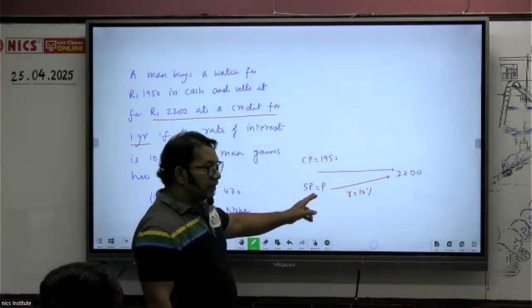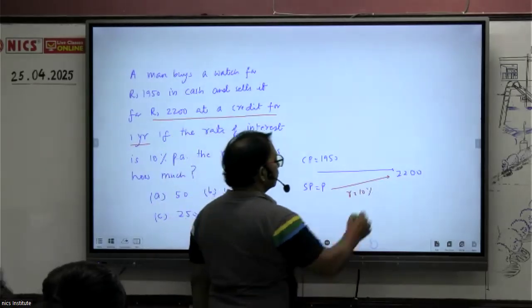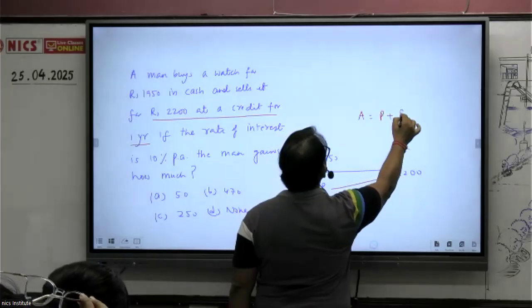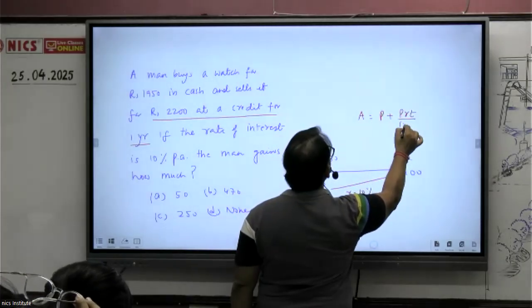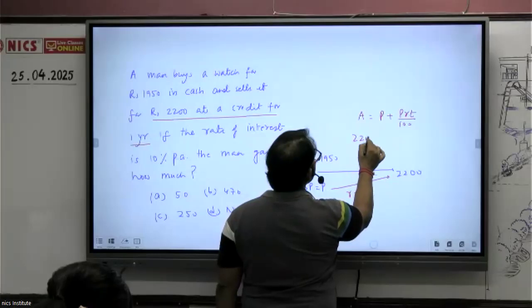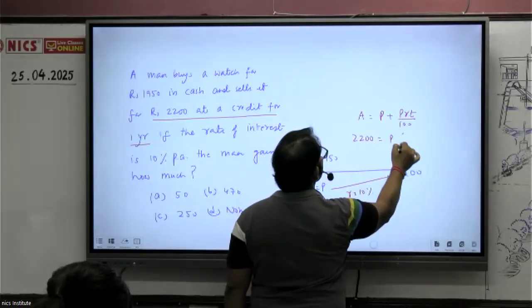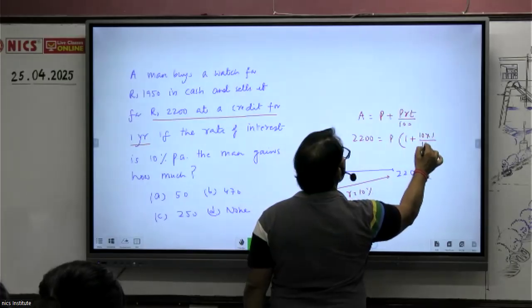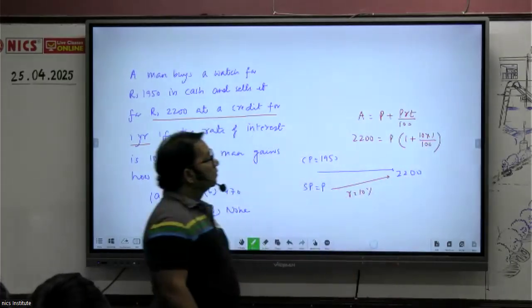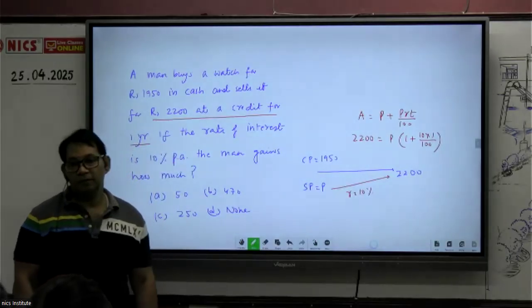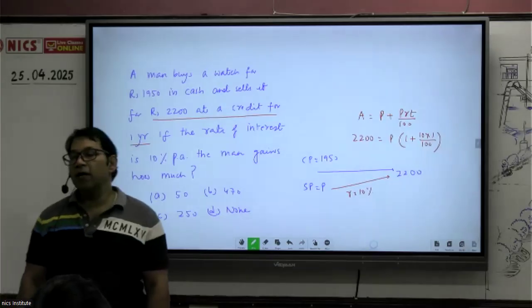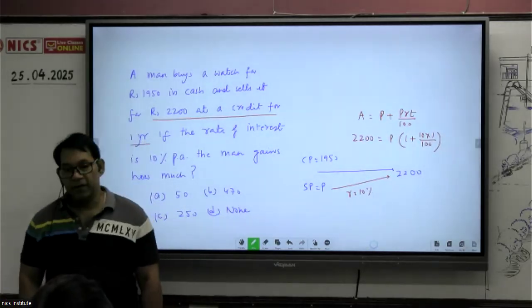You take this as P. So this is the amount. Amount is P plus PRT by 100. Amount he's getting after 1 year is 2200. So what will be the principal? He is getting 2200 after 1 year, not today.